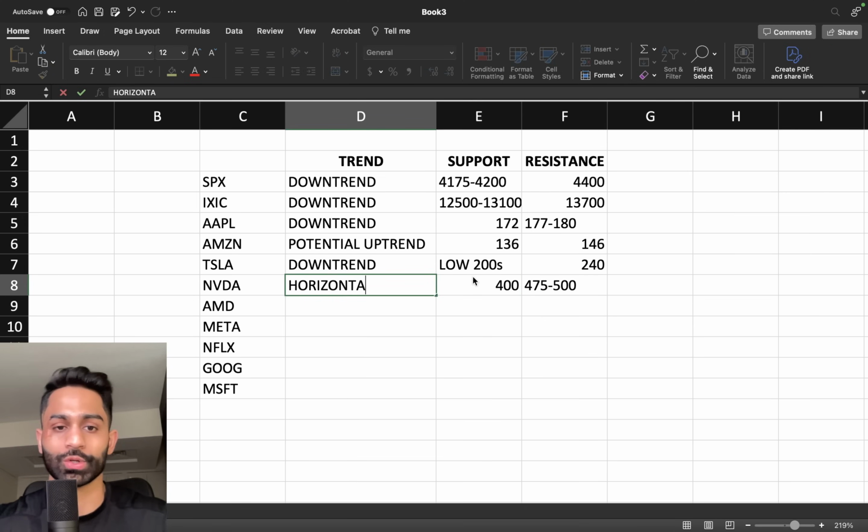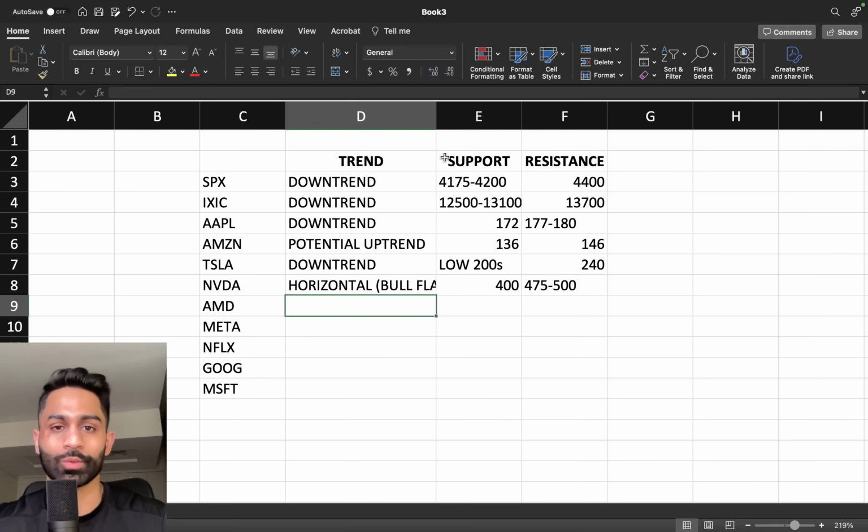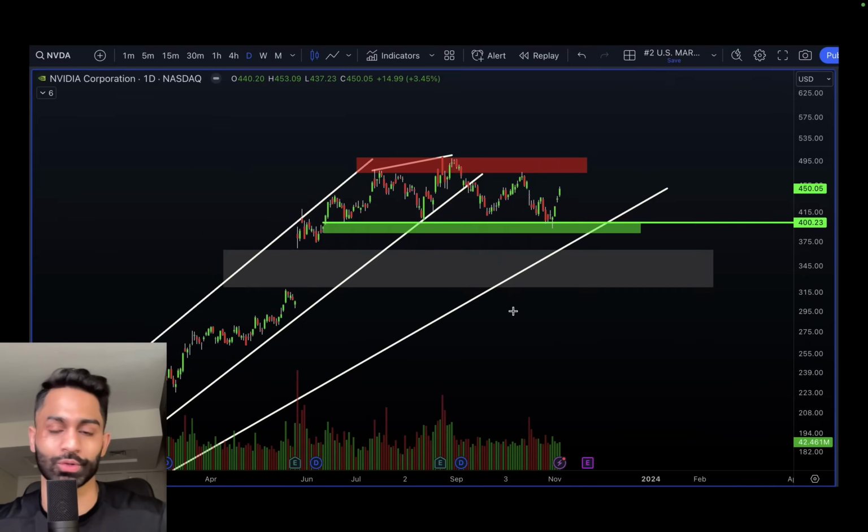A little bit of that horizontal pattern with a potential for a bull flag, right? So I'm just going to put down in question marks, bull flag question, that we're going to have to come back and revisit once it comes up to that resistance.